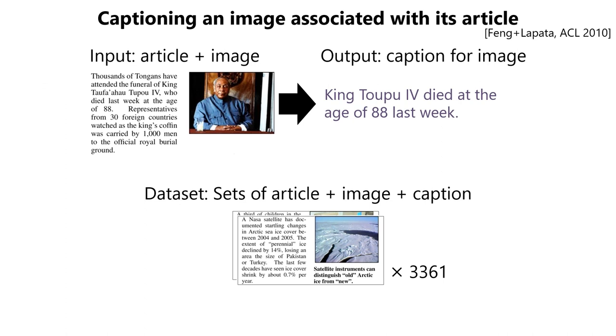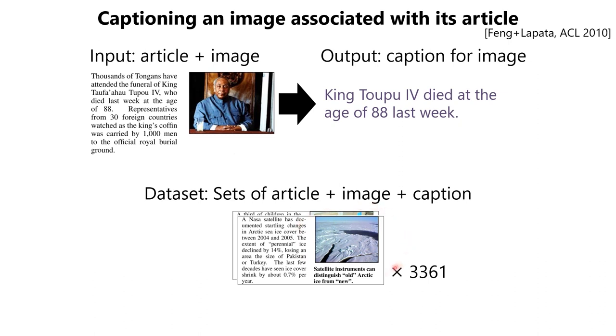Against this backdrop, for example, budding studies such as this one began to emerge around 2010. Here, we are working on caption generation for images with articles. This is a research project that outputs captions for images that appear in a news story. When the text of the news story and the image that appear in the news story are inputted, the authors collected a dataset of these news images and captions, and then machine learning to actually output those captions is developed.